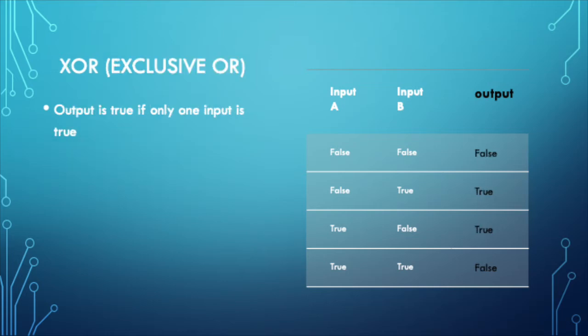And the last combination we're going to look at is called an XOR gate, which stands for exclusive OR. What this means is that the output will only be true if only one input is true. If both are true, the output is false. If both are false, the output is false. At least one has to be true, and they can't both be true.